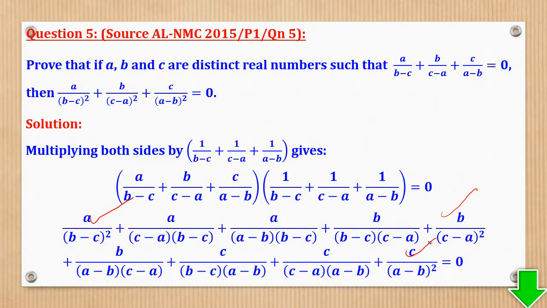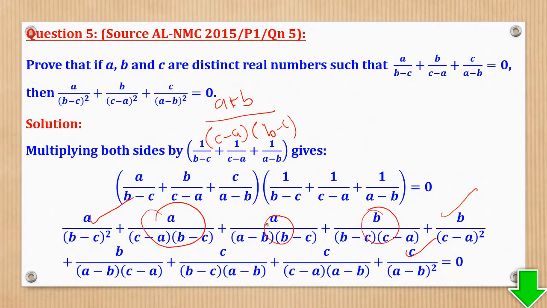Let's look at the denominators now. Denominators, I have C minus A, B minus C. C minus A, B minus C. Isn't it? That means that I'm going to get now A plus B over C minus A, B minus C. Then also I have, here it is A minus B, B minus C. Let me see which other. It is here. A minus B, B minus C. So I'll get also plus A plus C over A minus B, B minus C.